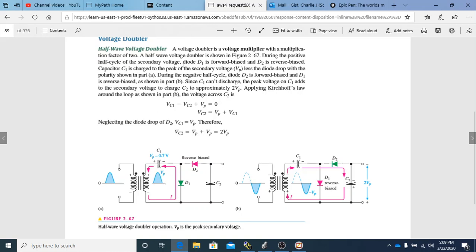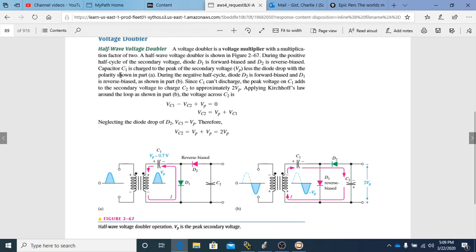It says of the secondary voltage, diode 1 here, which is in green, is forward biased, and D2 is reverse biased, which is this one here. And we all know that because we're on the positive cycle, this right here is going to be forward biased because this is the positive side, this is the negative side. So we know this on this particular part of the wave is going to be forward biased. We know this is going to be reverse biased.